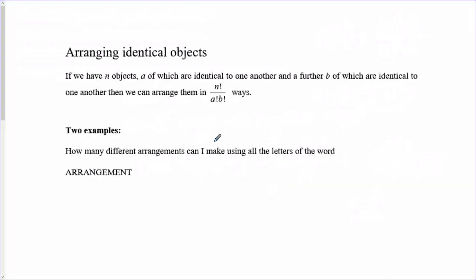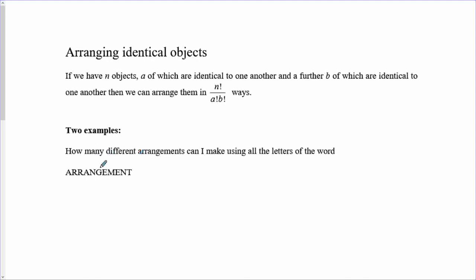The next thing we're going to look at is arranging identical objects. This formula doesn't get given, but if we've got n objects, A of which are identical to one another, and a further B of which are identical to one another, then we can arrange them in n factorial over A factorial, B factorial ways.